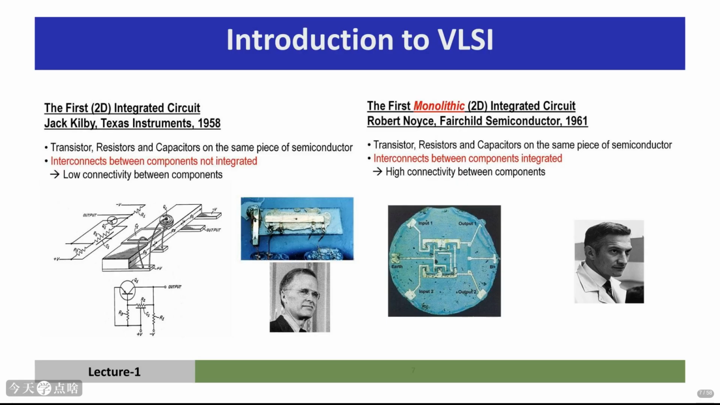Fast forward to 1961, Robert Noyce at Fairchild Semiconductor came up with the first monolithic integrated circuit. Monolithic means all on one chip. Crucially, he figured out how to integrate the interconnects directly onto the silicon. This was a huge leap. It allowed for much higher density and performance, paving the way for the complex chips we have today. Kilby and Noyce are rightly considered co-founders of the integrated circuit era.